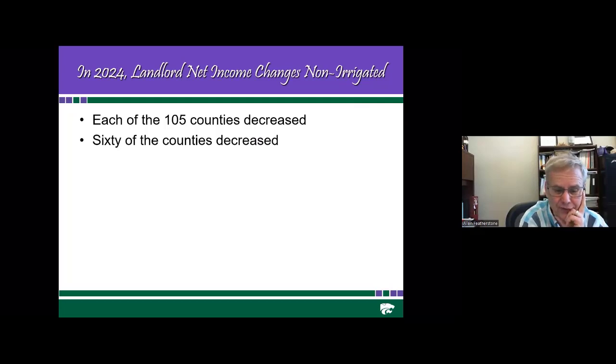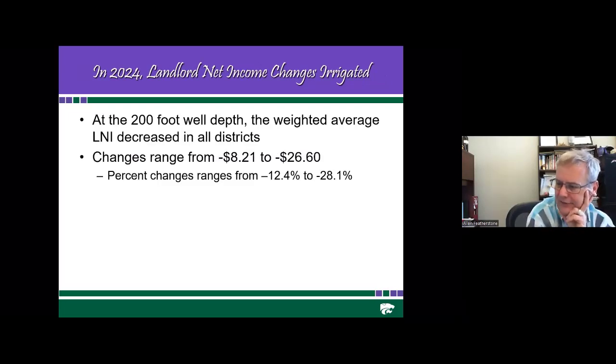Again, it's just the fact that the cycle we are in is we're beginning to place less weight on 2013 and 2008. Essentially each of the 105, ignore that second point, that should be deleted, in terms of all of the counties decreased.